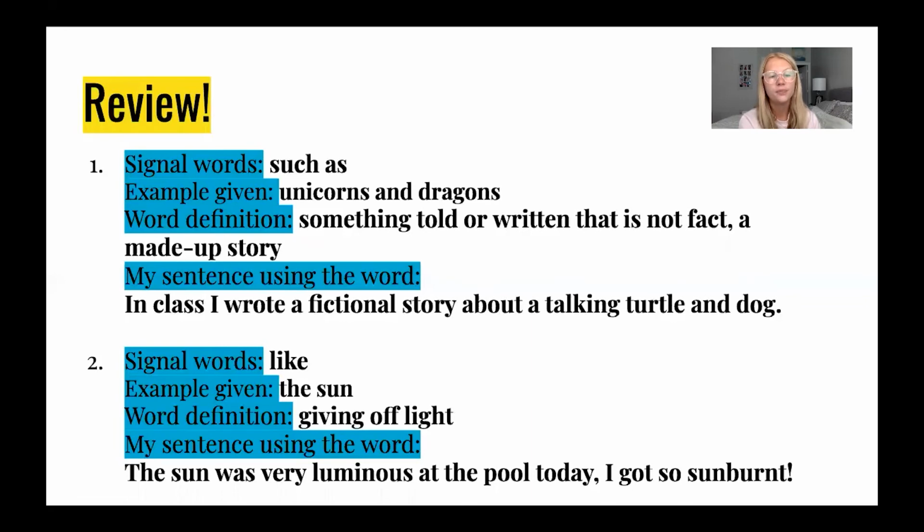So number 2, the signal word in this sentence was like, there was only one. The example given was the sun. The word definition, giving off light. So that was my definition for the word luminous, as long as we could have had bright, giving off light, something along those lines. And my sentence using the word was, the sun was very luminous at the pool today. I got so sunburned. So that was my sentence using the word luminous.